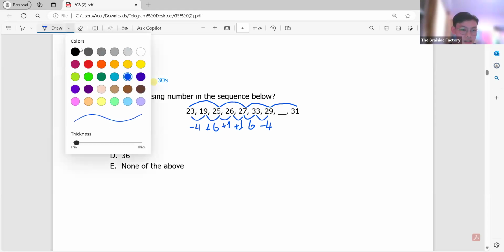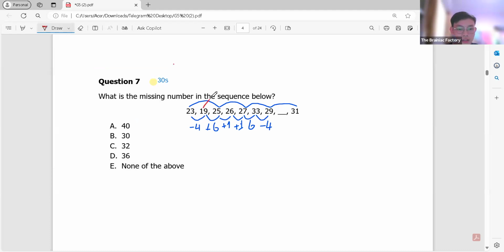And beside, we're having 19 plus something equal to 26, which is 7, and 26 plus 7 equal to 33. So this blank is gonna be 33 plus 7, which is 40. So our answer is A.